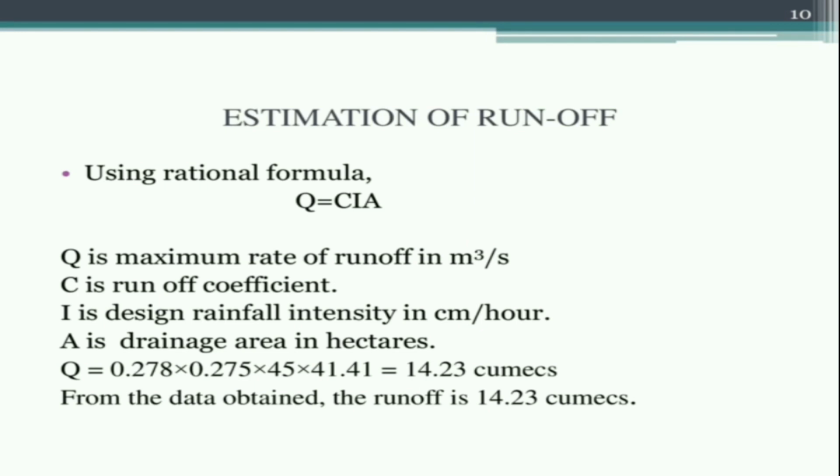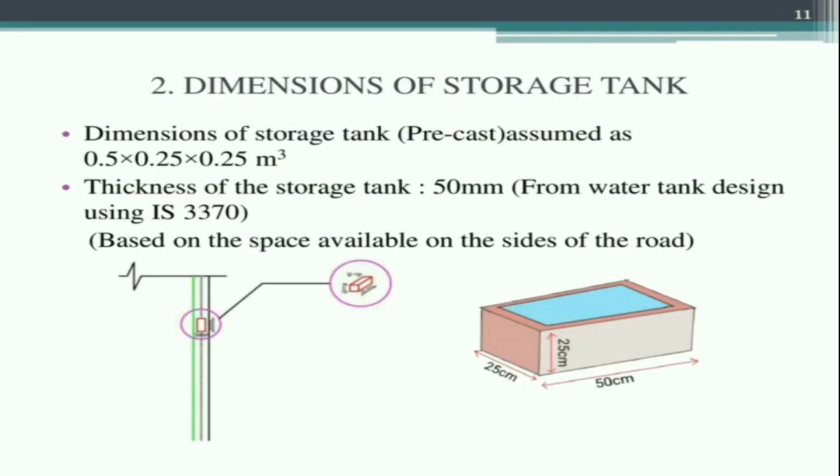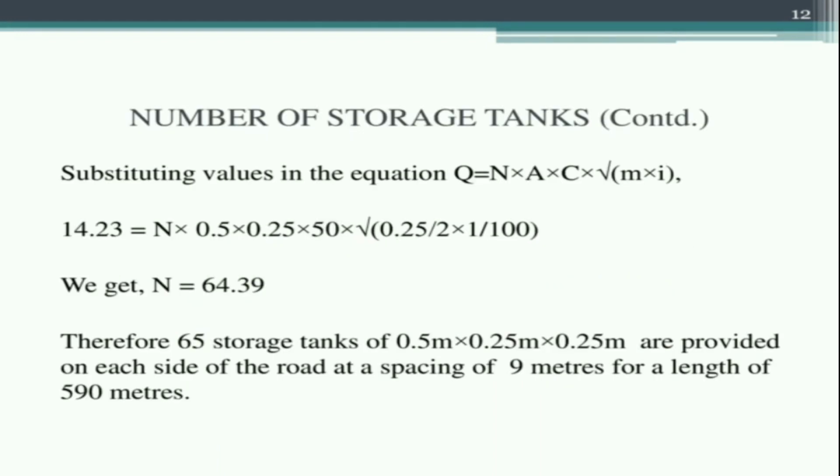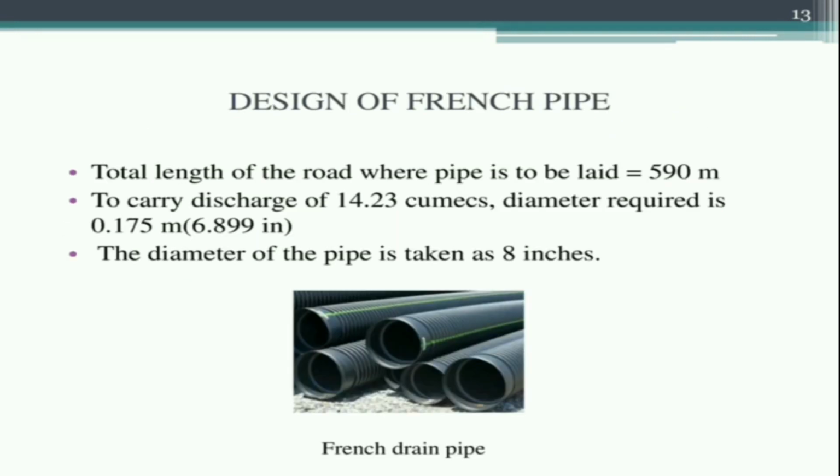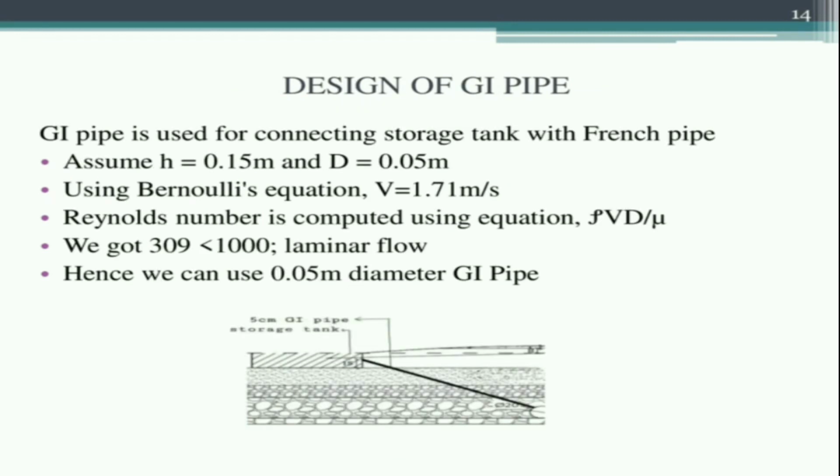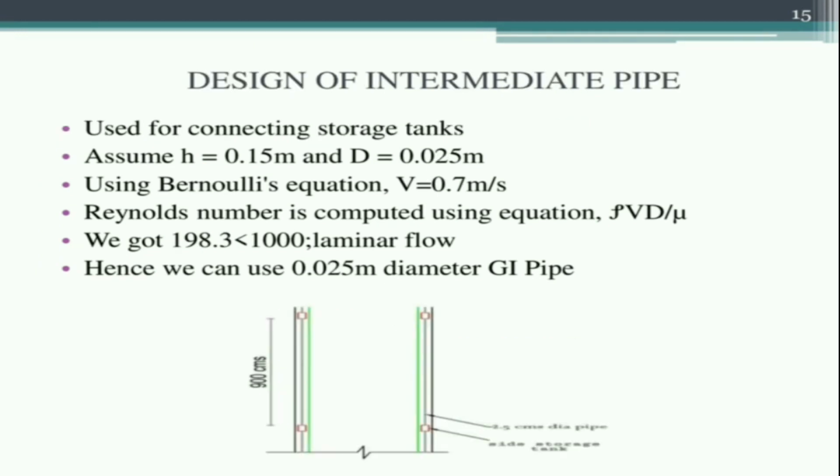These are the dimensions of the storage tank: 0.5 by 0.25 by 0.25 meter cube. For the number of storage tanks, we use the formula Q equal to N A C into root 2gh, and we get 65 storage tanks. For the design of the French drain pipe, we took the diameter of the pipe as 8 inches. For the design of the GI pipe, we use a diameter of 0.5 meters. For the design of the intermediate pipe, we use a pipe of diameter 0.025 meter.